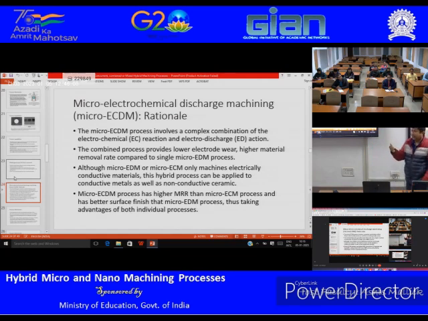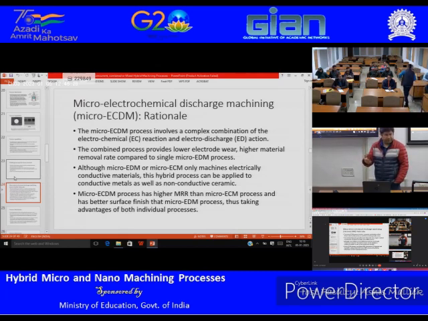When the coating film covers the tool surface, it doesn't allow the electrochemical dissolution at that time. But you are passing the electricity through that, so it starts to spark from the tool to the film, and it will break down the film, and then bring the fresh tool into contact. So the combined process provides definitely lower electrode wear and higher material removal rate compared to the single micro-EDM process.